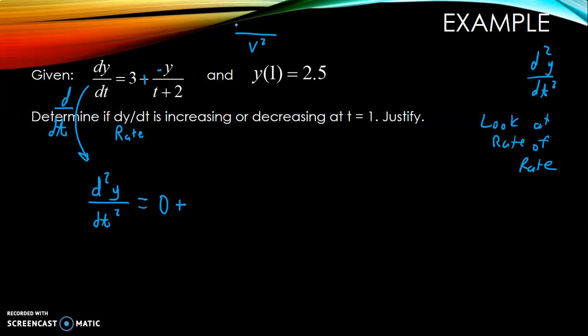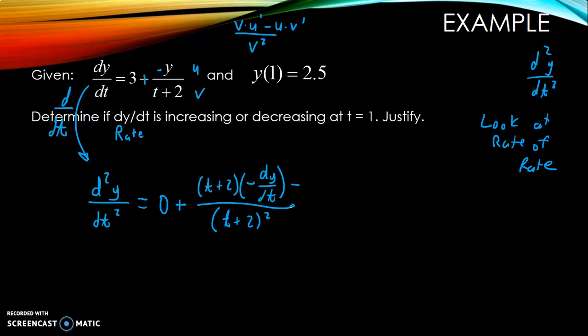So remember, v squared on the bottom, v times u prime on the top, minus u times v prime. So here's my u on top and my v on the bottom. So here we go. On the bottom, v squared, (t + 2) squared, and I put that on the top first. Now I need to multiply by u prime. So if u is negative y, the derivative of negative y with respect to t is going to be negative dy/dt. And then minus, now I'm going to do u, which was negative y, times v prime.